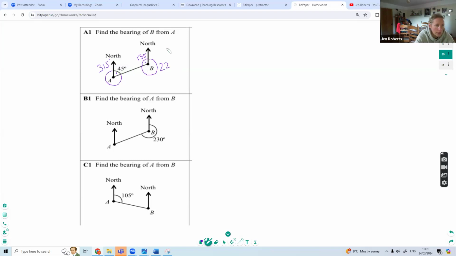What do we actually want here? B from A. So we're starting from A. Here, this is where we're starting from. So we start from north. We don't want to use highlighters here. Start from north. We go clockwise. So you can see it's this angle we want. 045.